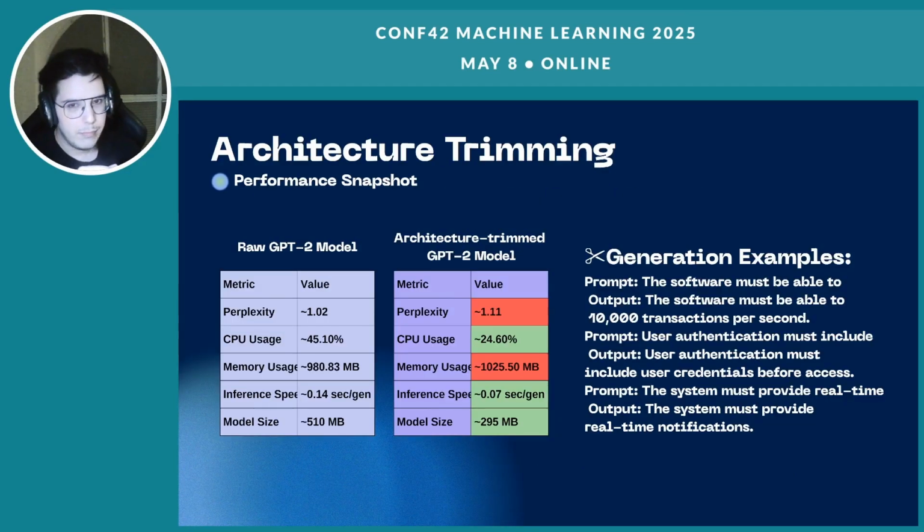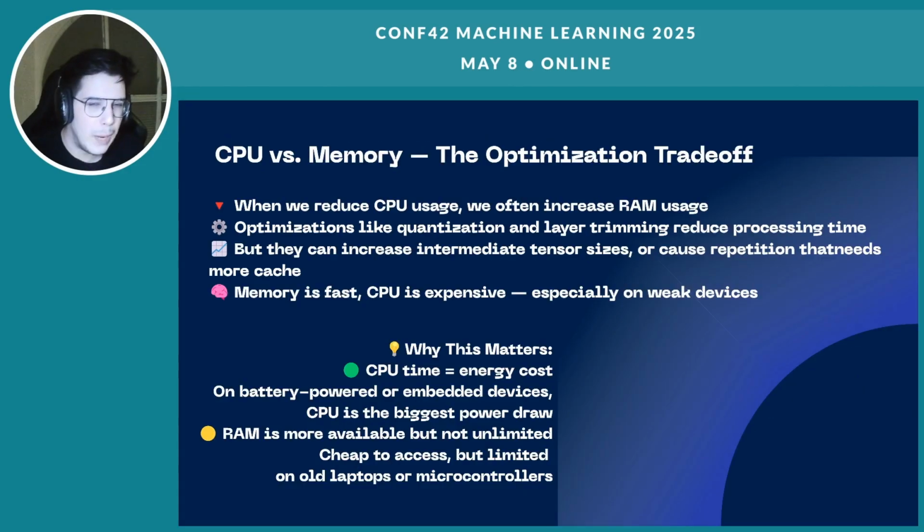Awesome. So let's compare the performance here. As you may see, perplexity has gone a little bit worse because it's not as accurate. But as you may see, the output to the prompt is really solid. It's pretty much the same. It hasn't changed. But you may also notice here that the memory usage actually increased. Why? When we reduce our CPU usage, somebody has to pay. And this somebody is RAM.